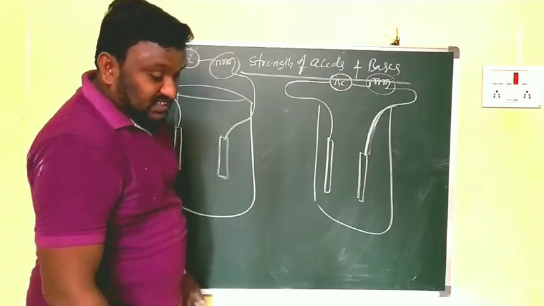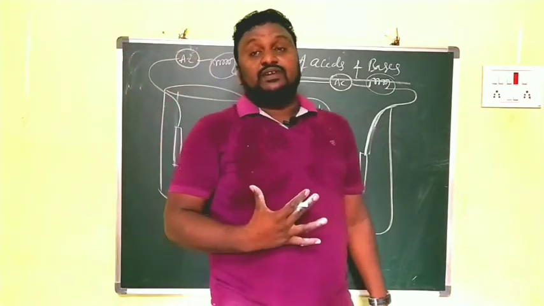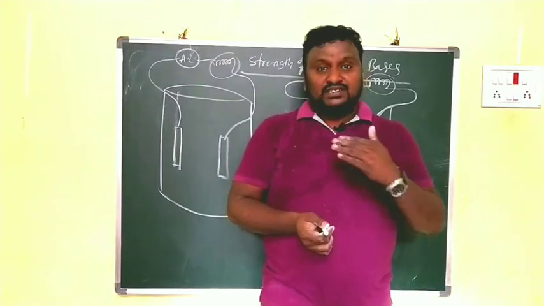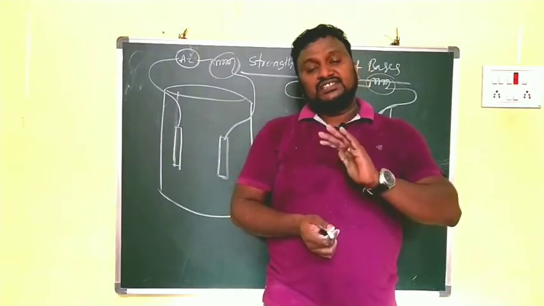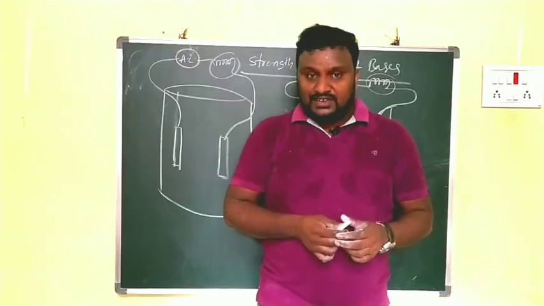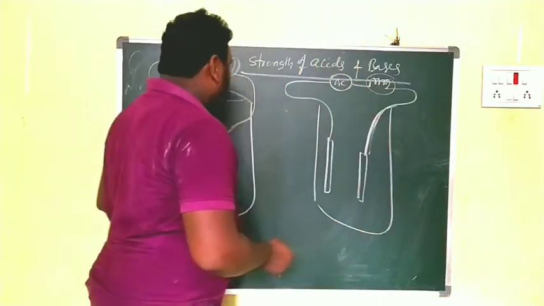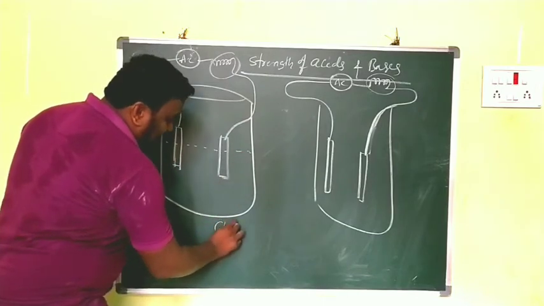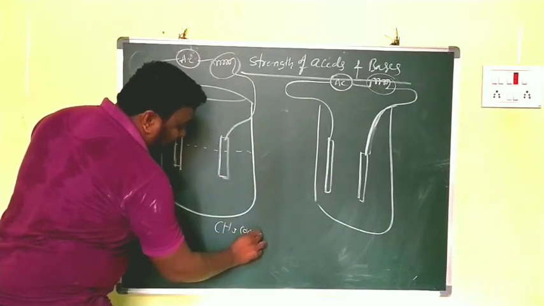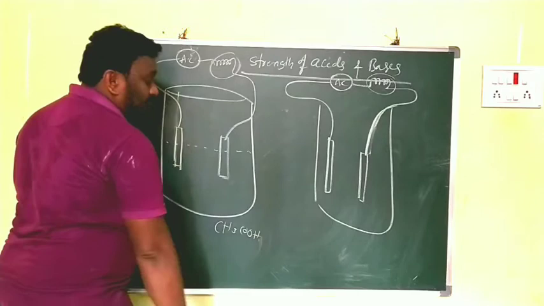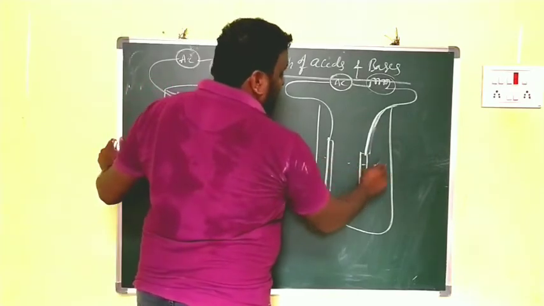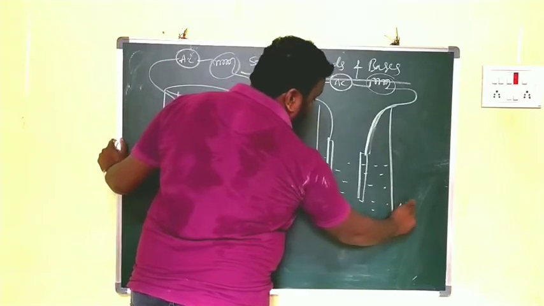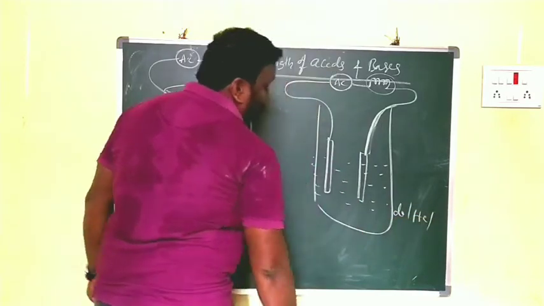In your textbook, finding the strength of acids or bases is given. For example, in this case we want to find out the strength of acids only. For that, in the first beaker we have to keep some acetic acid, CH3COOH, and in the second one we have to take some dilute HCl.